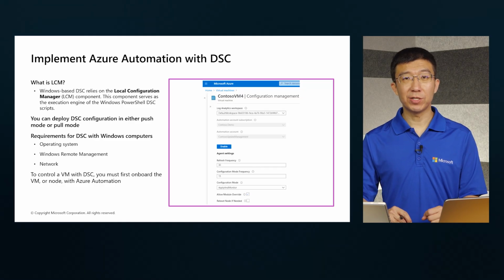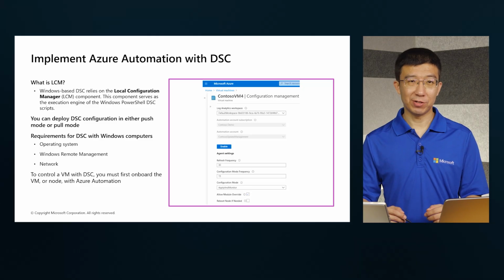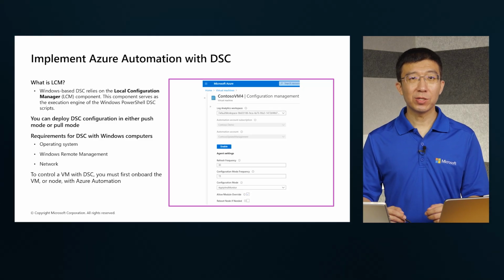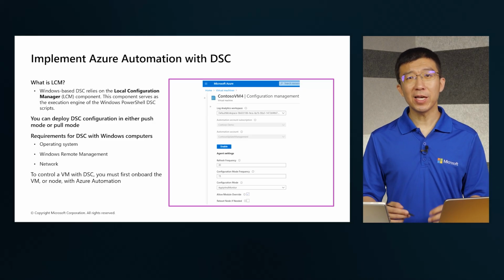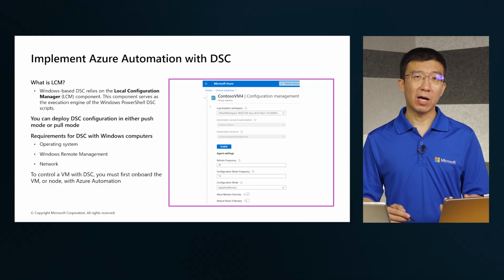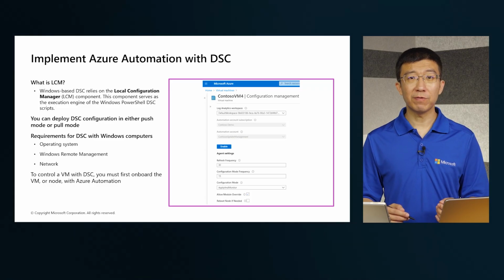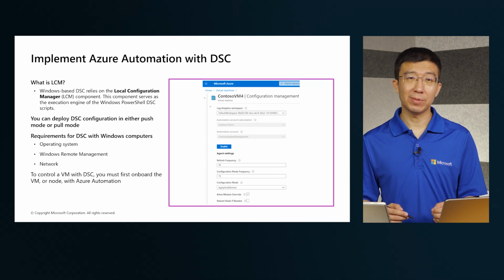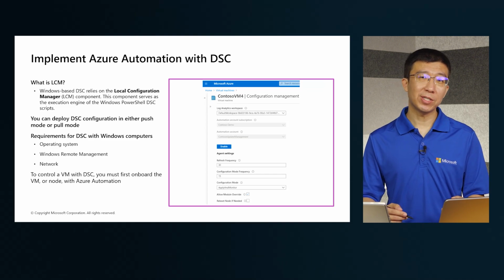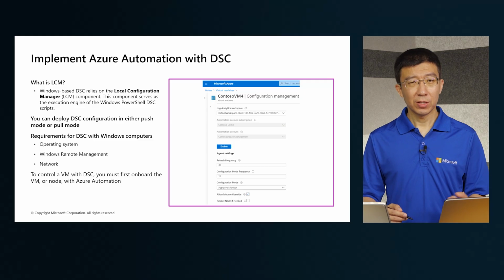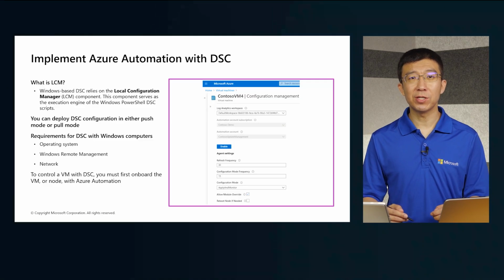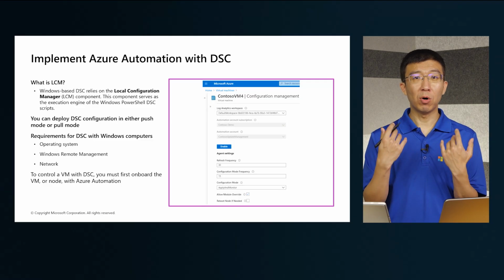Desired State Configuration, or DSC, is a key part of Azure Automation. To control a VM with DSC, onboard the VM with Azure Automation. DSC helps ensure your servers always meet your desired configuration. The Local Configuration Manager, LCM, is the engine that runs DSC scripts. You can deploy DSC configurations in push or pull mode.